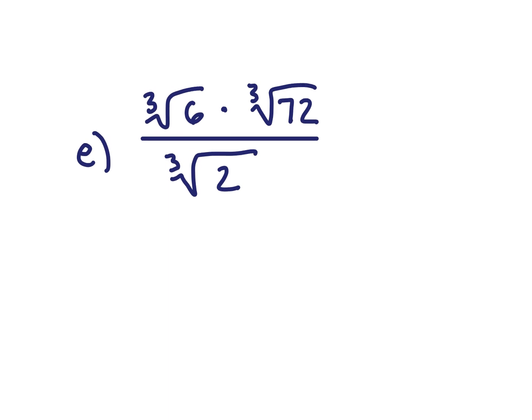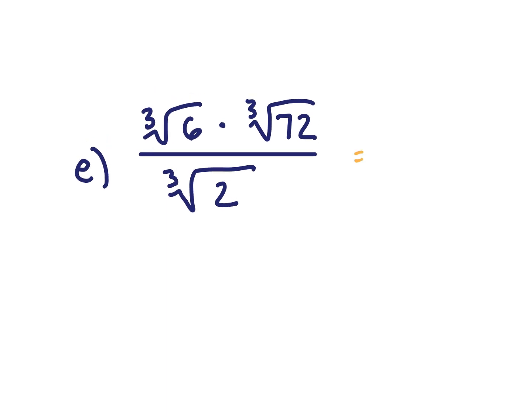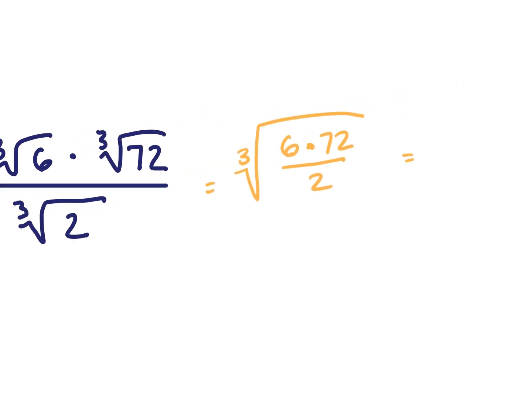All right, let's look at E. So here, all my terms have the same index and the same radical. So what could I do? I can combine them all together. So I have the cubed root of 6 times 72 divided by 2. Put them all together. Now you can multiply 6 times 72 and then divide by 2. Or you could just divide one of the numbers by 2 and then multiply. So this would be the cubed root of 6 times 36. And then break it down from here.